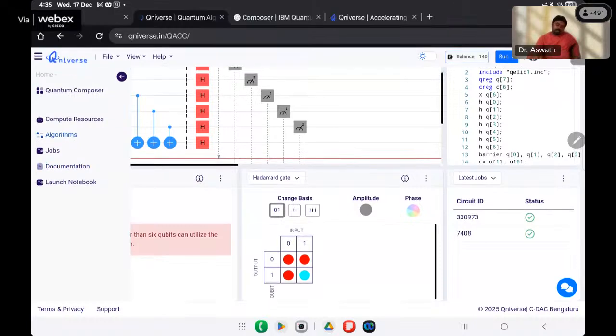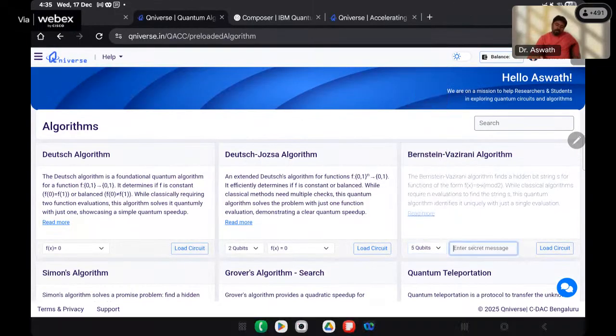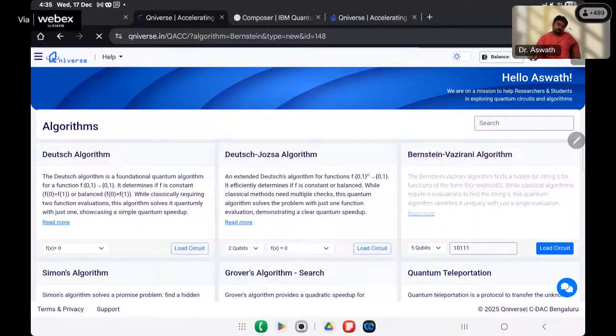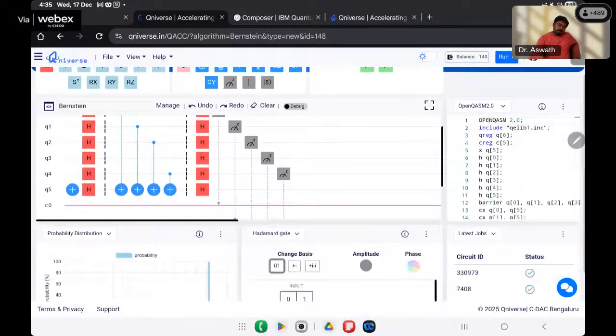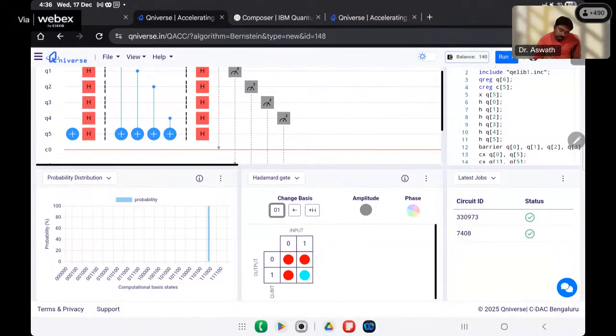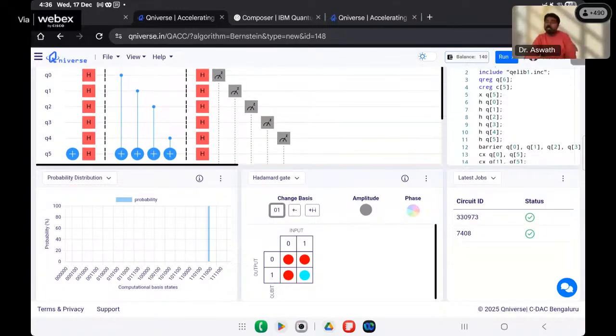Let me go only 5. We just saw 4 and then we will see 5. 1, 1, 0, 1, 1, 1. Load the circuit. At least this should work. It is working. So this is the one. You see, this is the rightmost line, this is the second line, this is the third line. 1, 1, 0, 1. That is what we had. So this is the Bernstein-Vazirani algorithm.